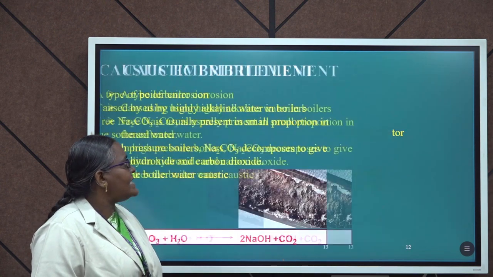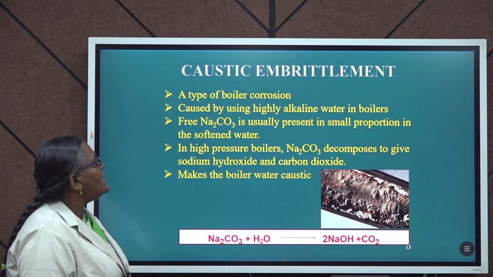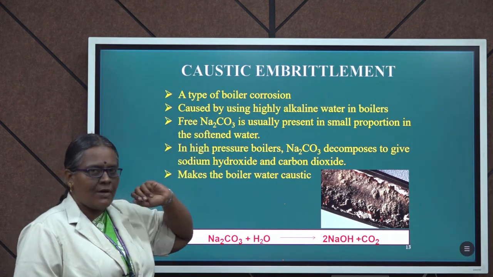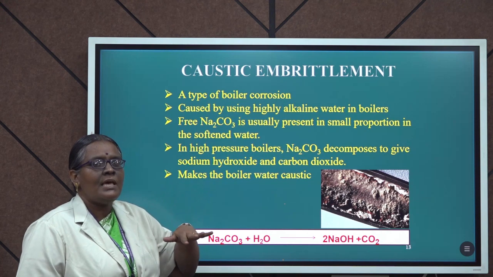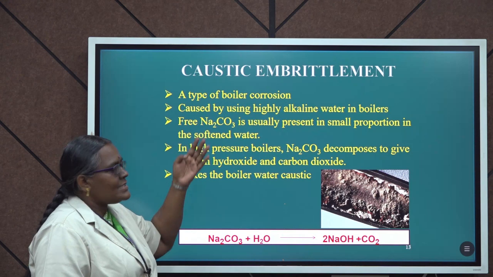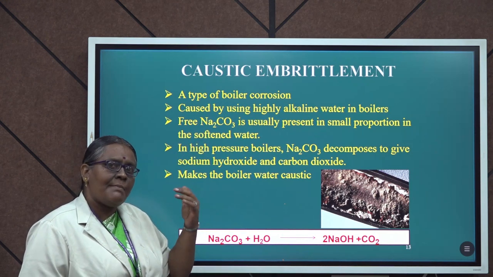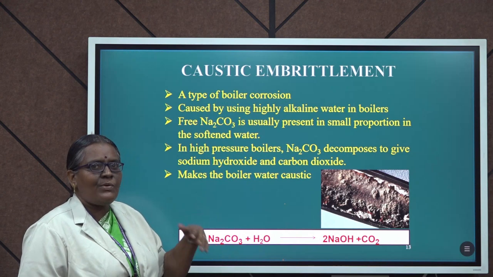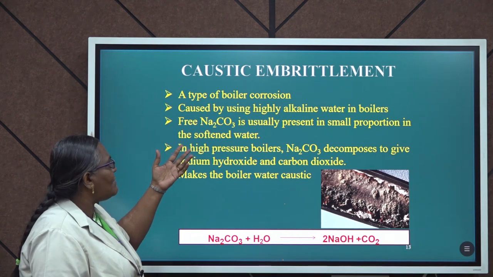Next, we are going to see caustic embrittlement. So, this is a type of boiler corrosion. From the word itself caustic, it shows the presence of high alkalinity in water, that is caustic soda or caustic potash. We will be having it as NaOH or KOH. So, the presence of NaOH is called as caustic embrittlement.